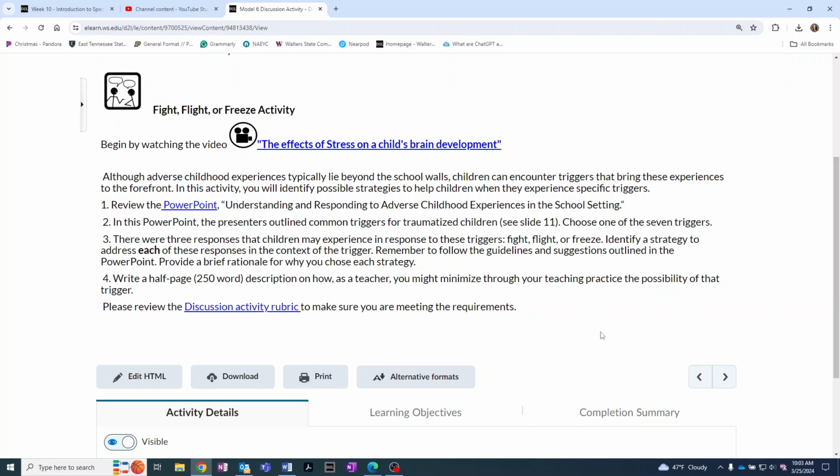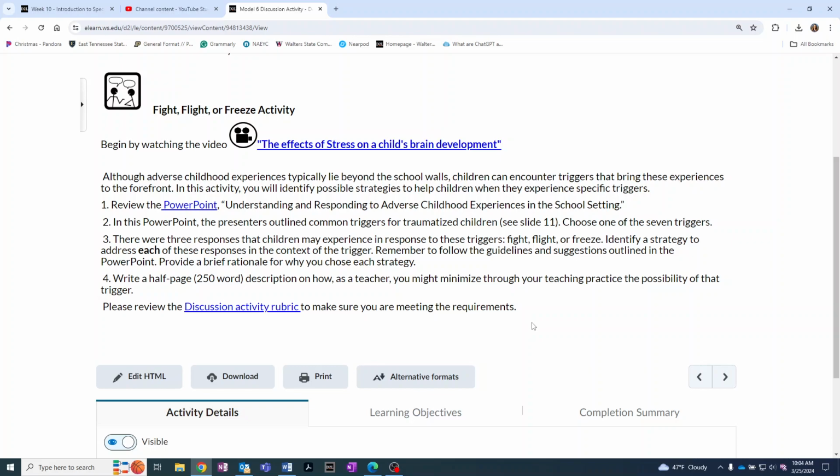So what you're going to do is you're going to be looking at how does stress affect a child's brain development. So when we know we're under stress, right? We're in a situation where we're stressed, we're going to do one of the three things. We're going to fight, flight, or freeze. A child does the same thing. So we're really looking at how stress impacts them. So what I want you to do is you're going to watch this video called The Effects of Stress on a Child's Brain Development. And thinking about after you're watching this video, think about experiences that children have, right?